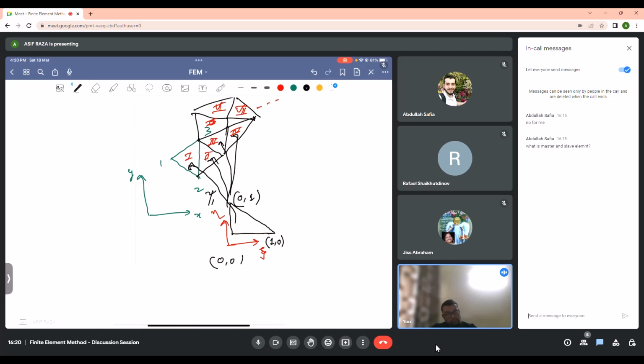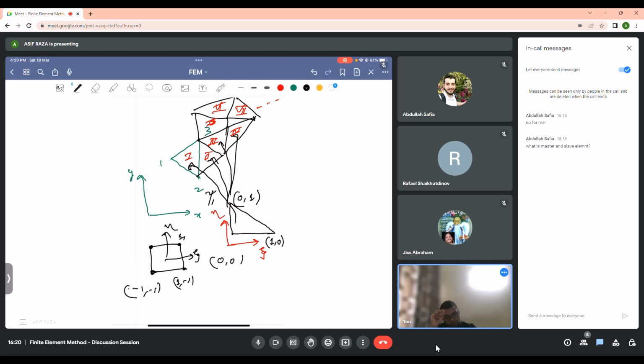Okay, as you have studied in the four-noded square element where you took xi, eta starting from -1, this was having -1 comma 1. This was having 1 comma -1.